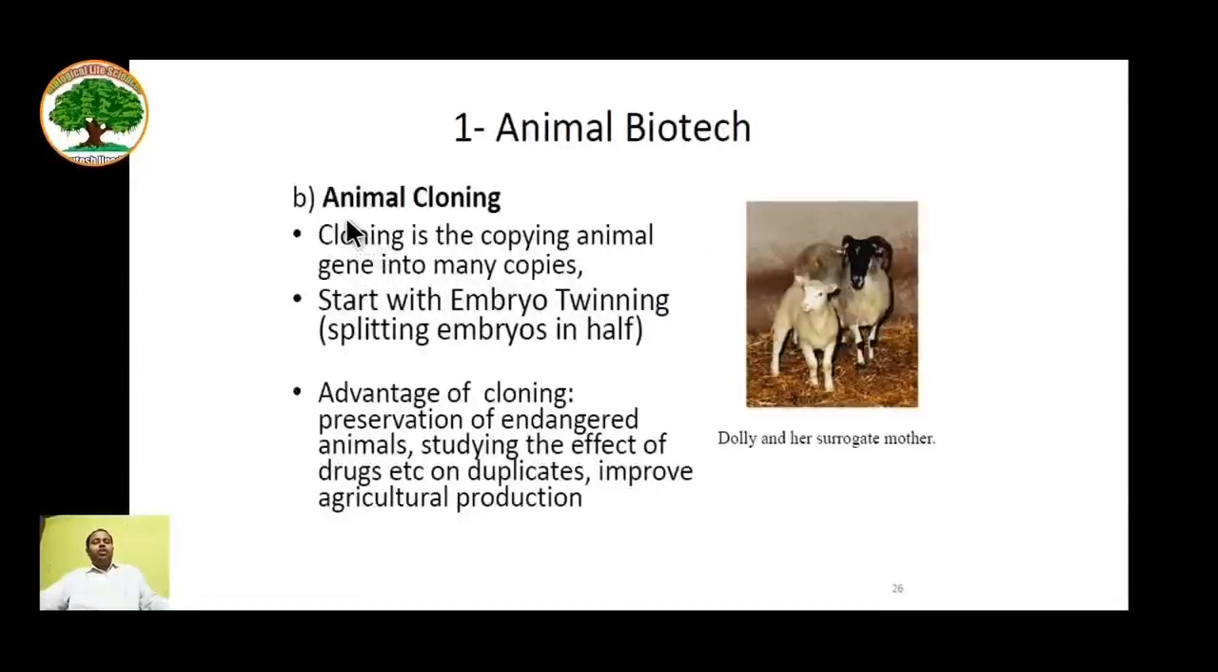The second development in biotechnology is animal cloning. Cloning is copying an animal's gene into many copies, starting with embryo twinning, splitting the embryo in half. Advantages: it helps in preservation of endangered animals, studying the effect of drugs, etc., on duplicates, and improving agricultural production also.